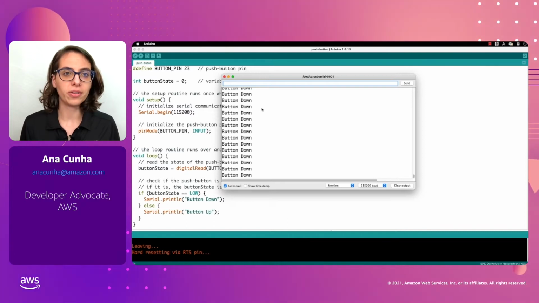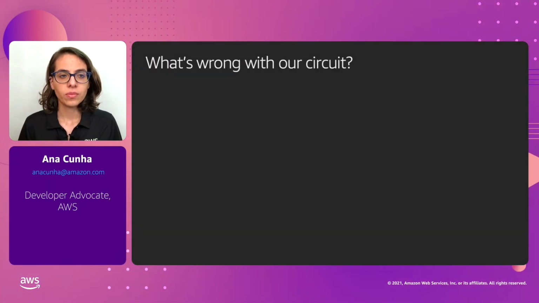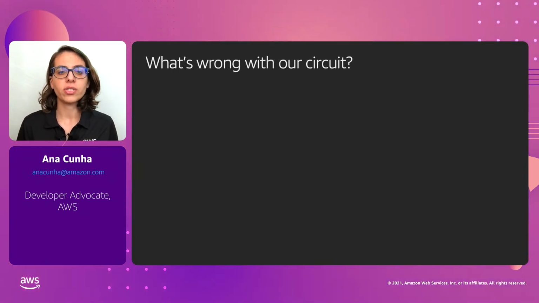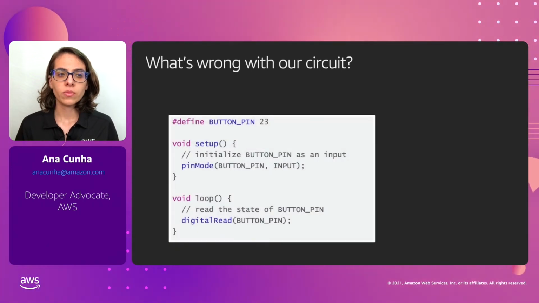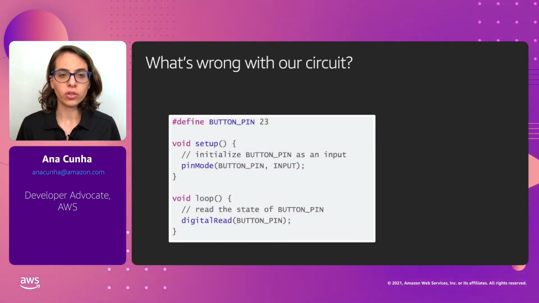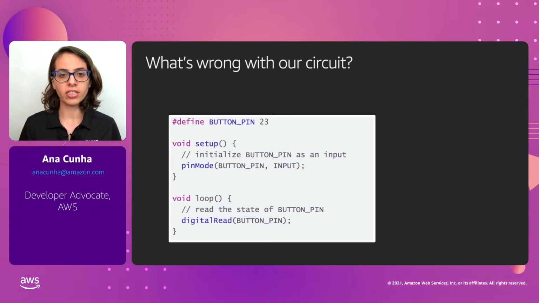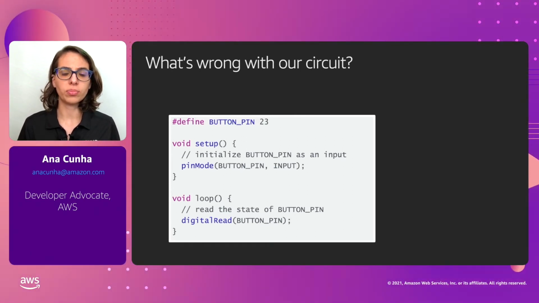So what's happening here? By running our code, we just saw that we're not getting a consistent behavior when the button is not pressed. So this is a simplified version of our code. We're initializing pin 23 as an input and reading its state using the digitalRead function. This function will return either high or low depending on the pin state.